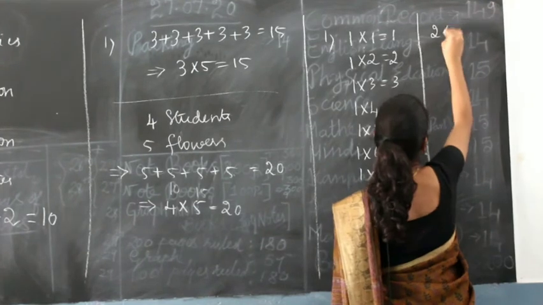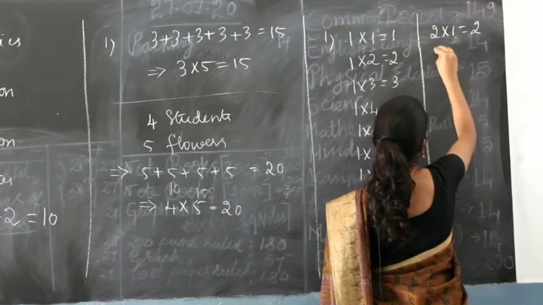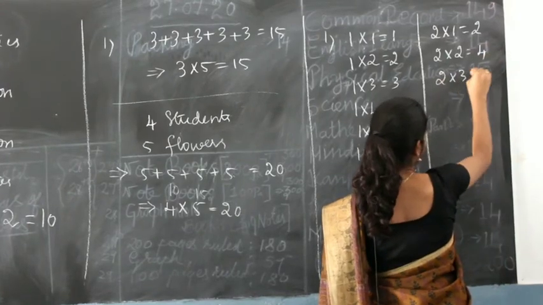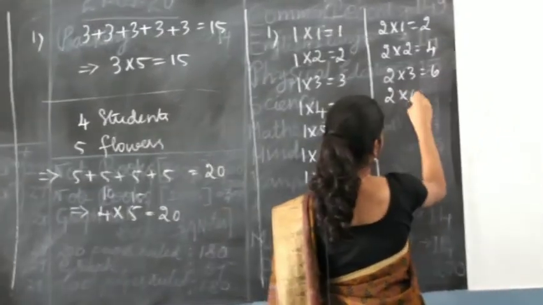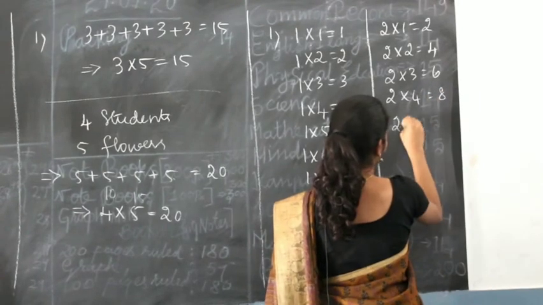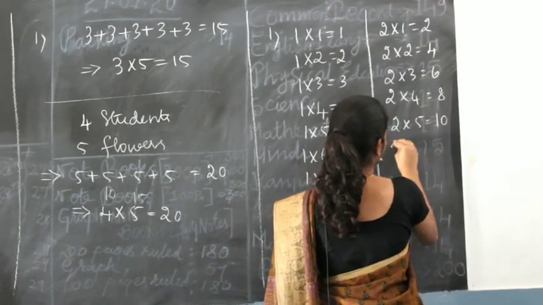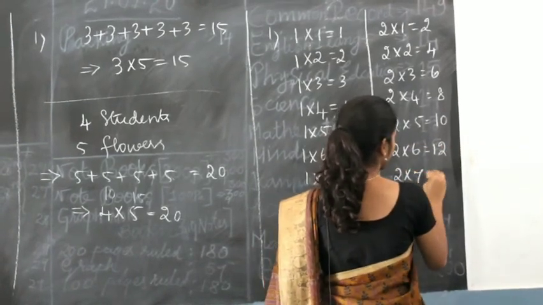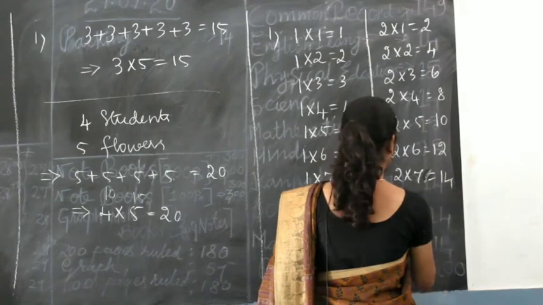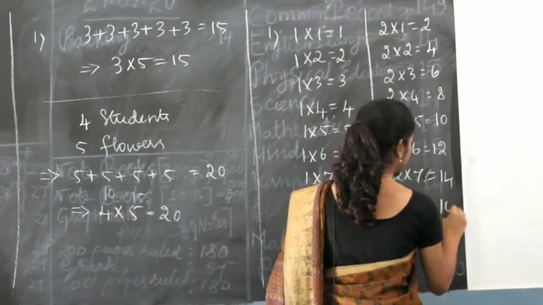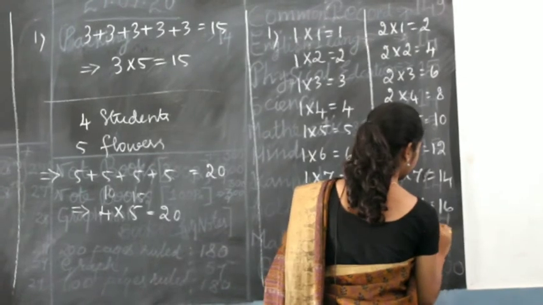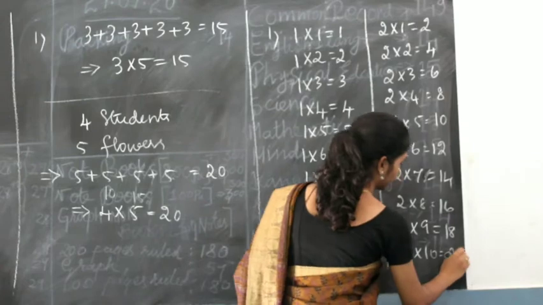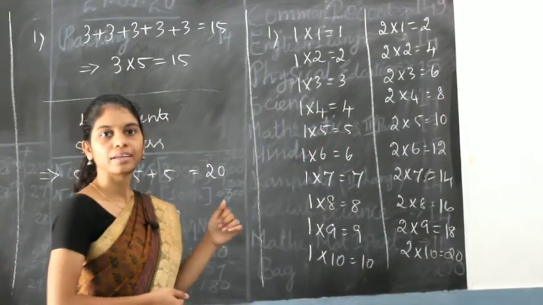So 2 1s are 2. 2 2s are 4. 2 3s are 6. 2 4s are 8. 2 5s are 10. 2 6s are 12. 2 7s are 14. 2 8s are 16. 2 9s are 18. 2 10s are 20. So now 2 table.